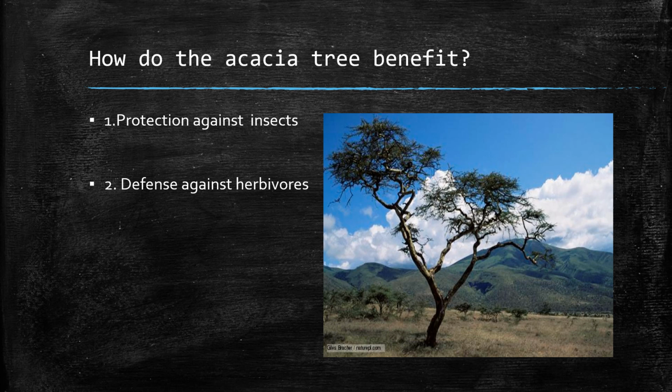Number 2, the ants also defend against herbivores. So the question is, how do these small insects protect the tree from herbivores? So when the herbivore tries to eat the leaves of the acacia, they cause the branches to move, and this acts as a signal to the ants living in the hollow thorns. So the ants will start attacking the herbivores by stinging them in the mouth.